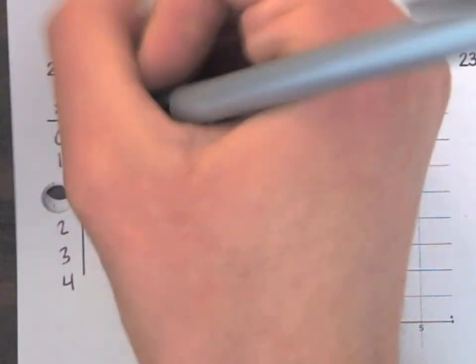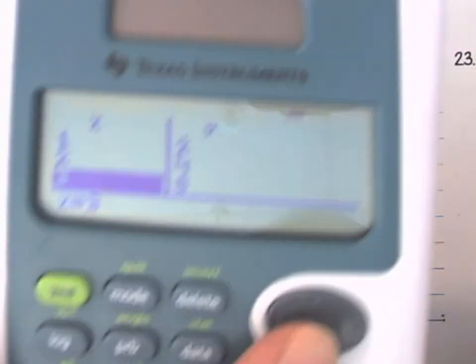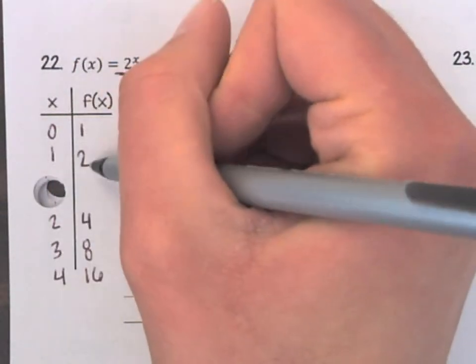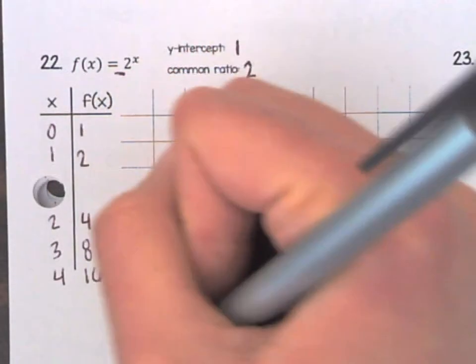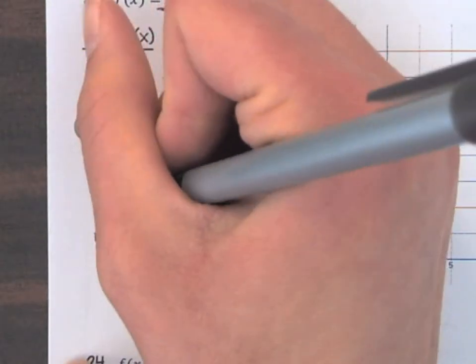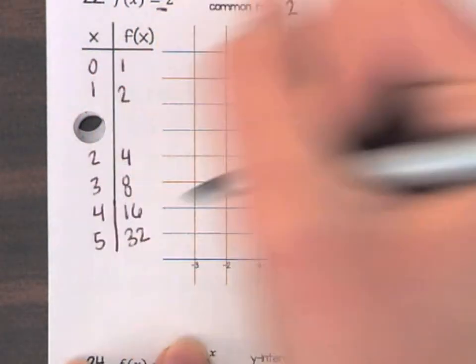So we can see that when x is 0, y is 1. When x is 1, y is 2. When x is 2, y is 4. When x is 3, y is 8. And it should just be doubling each time. 1, 2, 4, 8, 16. We could even do the fifth one because it goes out to 5 over here. 16 times 2 is 32.